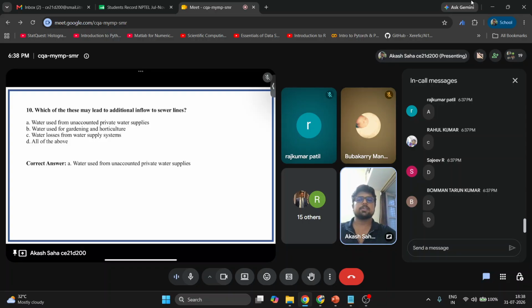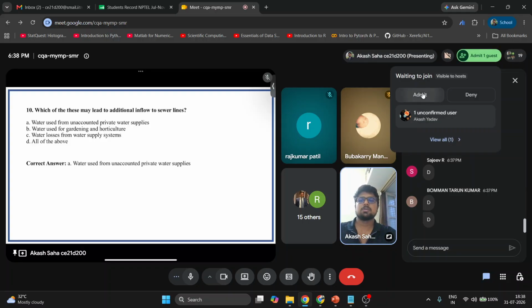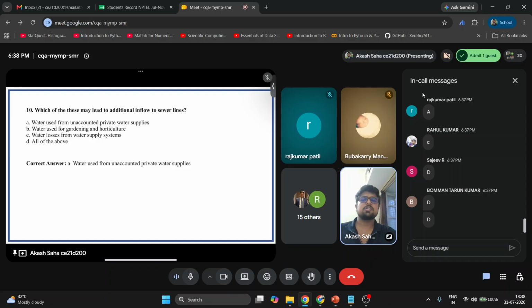That is the water used from unaccounted private water supplies. Okay, suppose some people are getting a separate water tank for their daily requirement. Then that thing also will directly go into the sewer line, which is unaccounted in our design. So that is the right answer.